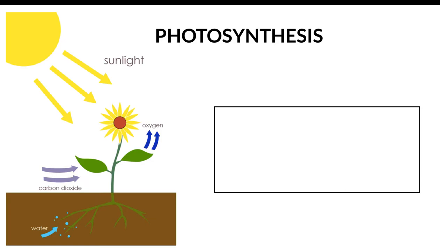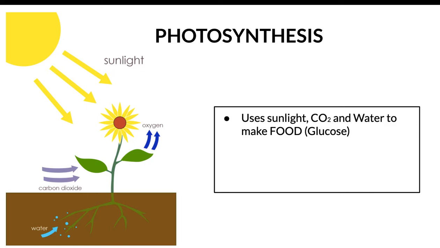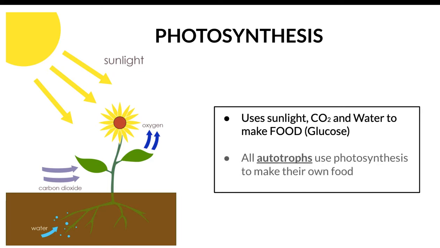If you remember, photosynthesis is the chemical process that uses sunlight, carbon dioxide, and water to make food, and that food is called glucose. It also makes oxygen, but that's not really what we're concerned about here. So basically, this is a way for autotrophs to make their own food. The only organisms that will use photosynthesis are autotrophs.